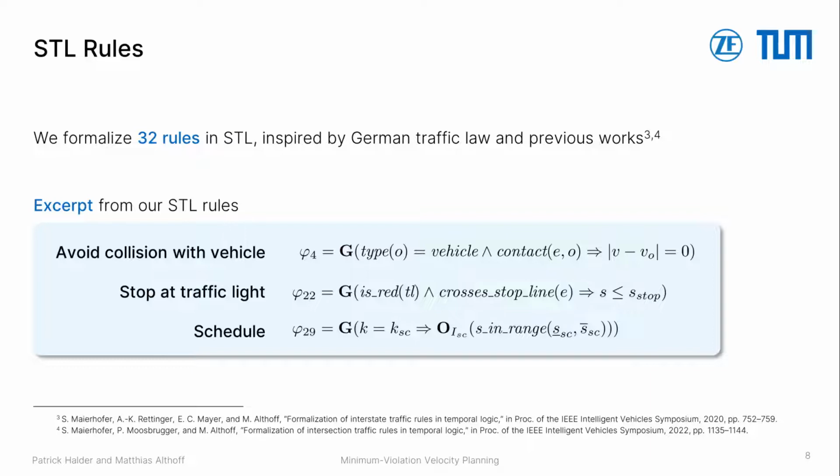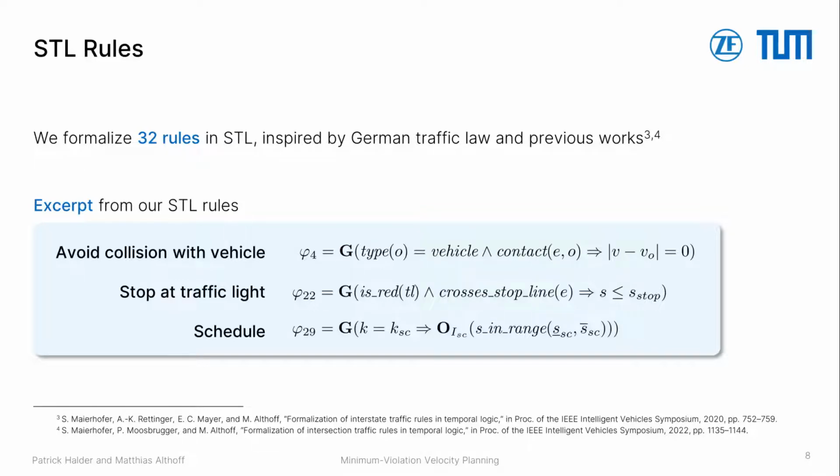Formally, it states that it shall always hold that when an obstacle is of type vehicle and there is a geometrical overlap between the ego and this obstacle, then the relative velocity between them shall be zero. On the one hand, this describes to prevent collisions with this vehicle, and on the other hand, it describes that if a collision is unavoidable, trajectories shall be preferred where the relative velocity is smaller.